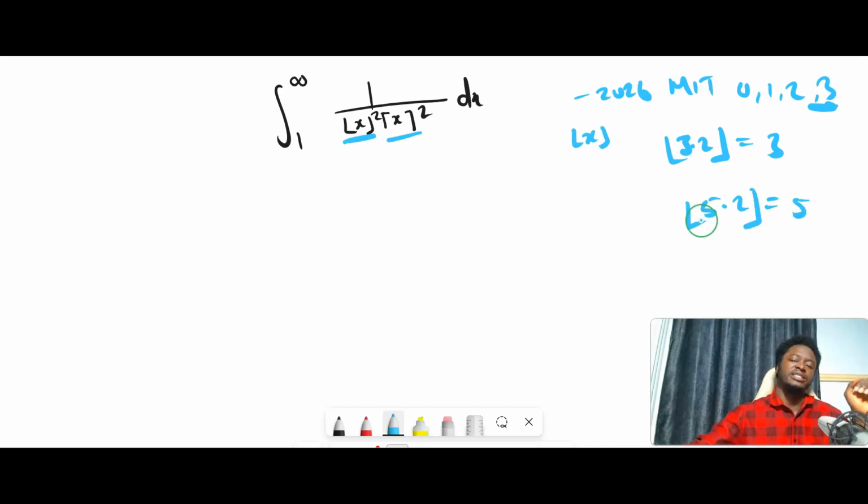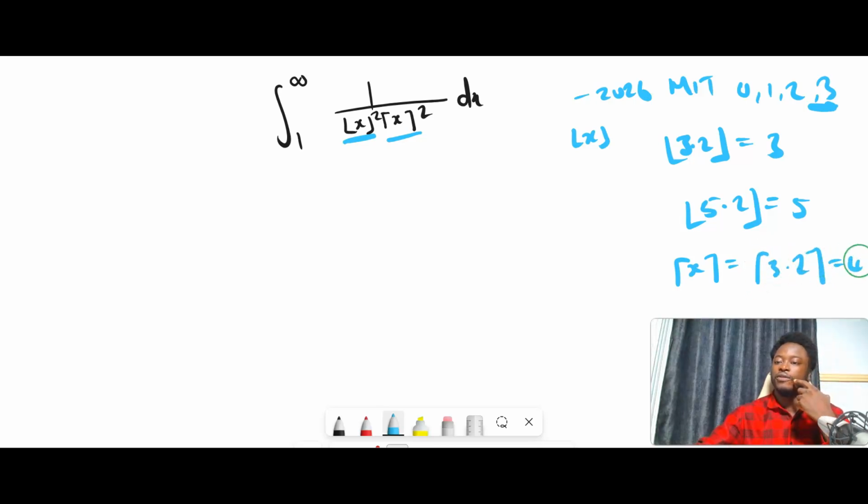Likewise, the floor of 5.2 is going to be 5. Just take the integer part whenever you get floor. On the other hand, the ceiling of x is defined to be the smallest integer that is bigger than or equal to x. So the ceiling of 3.2 would be 4, because 4 is the smallest integer that is bigger than 3.2. The floor is usually called the greatest integer function, and the ceiling is usually called the least integer function. That is how they are defined.